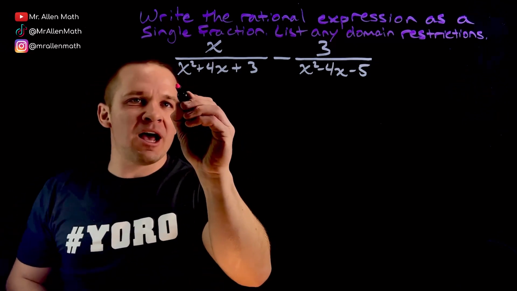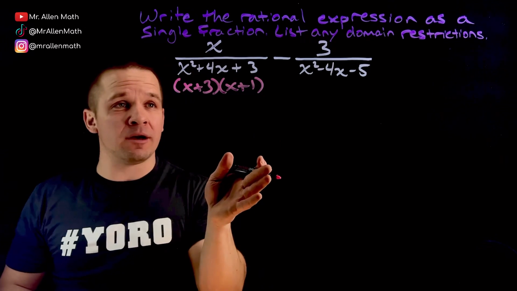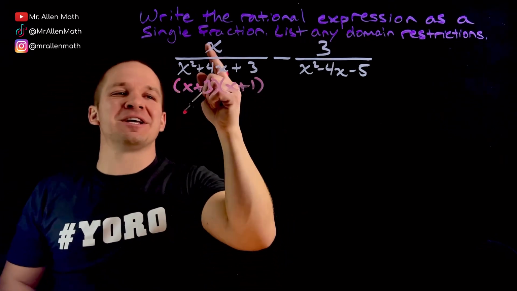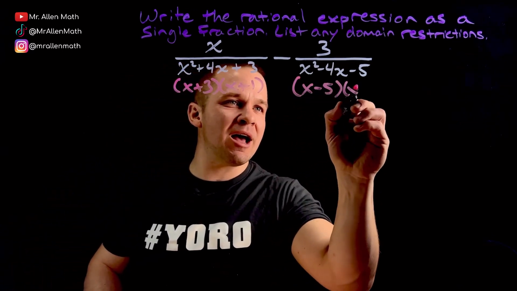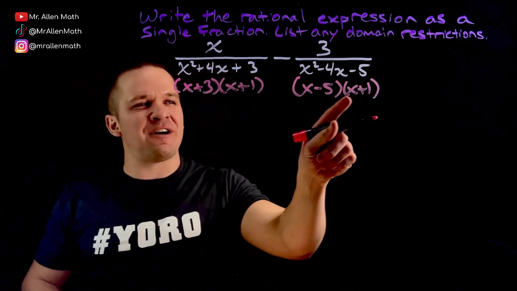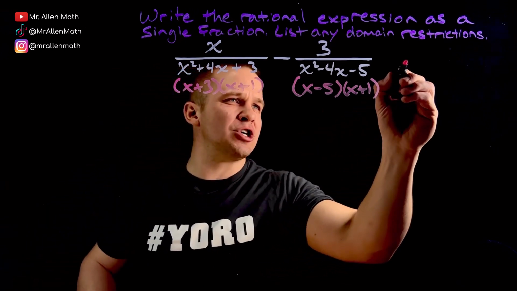So I'm going to have x plus 3 and x plus 1 for this one: 3 times 1 is going to give me 3, and 3 plus 1 is going to give me 4. And then over here, I've got x minus 5 and x plus 1. Negative 5 times 1 gives me negative 5. Negative 5 plus 1 gives me negative 4.